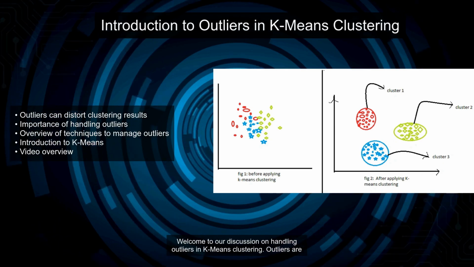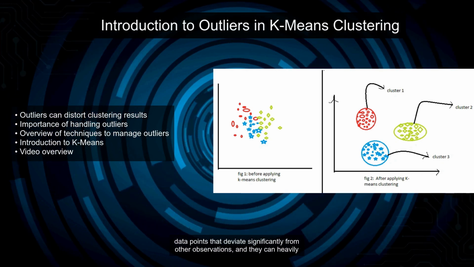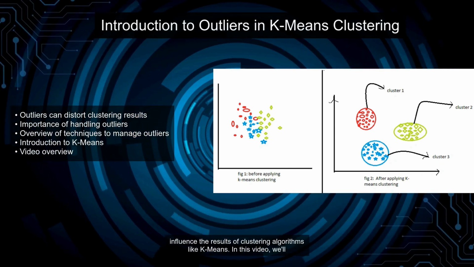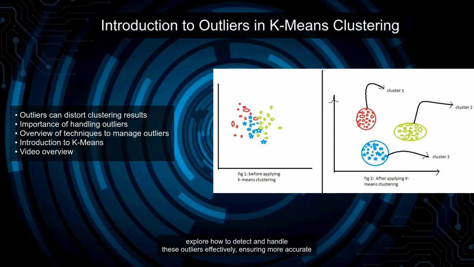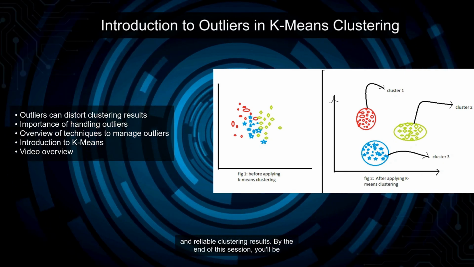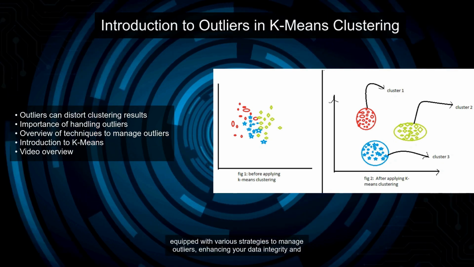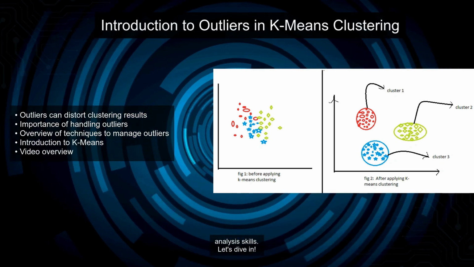Welcome to our discussion on handling outliers and k-means clustering. Outliers are data points that deviate significantly from other observations, and they can heavily influence the results of clustering algorithms like k-means. In this video, we'll explore how to detect and handle these outliers effectively, ensuring more accurate and reliable clustering results. By the end of this session, you'll be equipped with various strategies to manage outliers, enhancing your data integrity and analysis skills. Let's dive in.